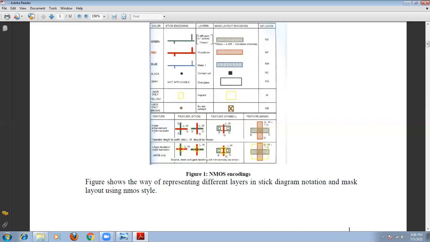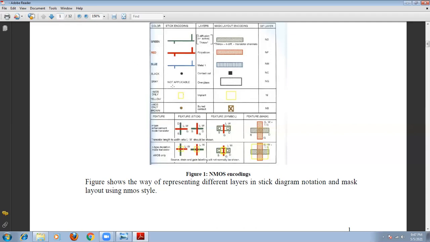One is the butting contact and the other is the buried contact. But remember, the buried contact is used only in CMOS technology. The color code for the buried contact is brown. So whenever we require a buried contact, just cross a particular area with a circle and fill it with brown color, to identify that buried contact.